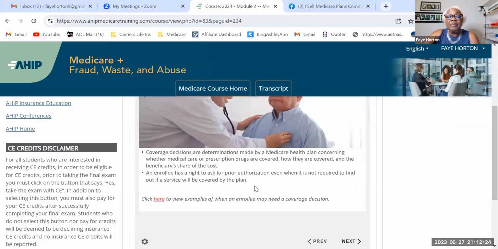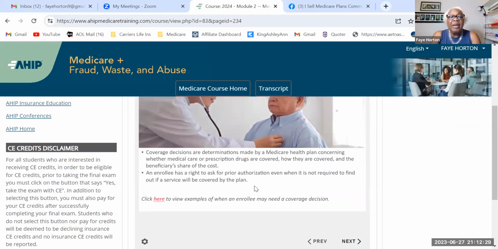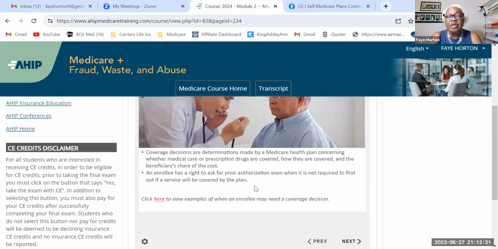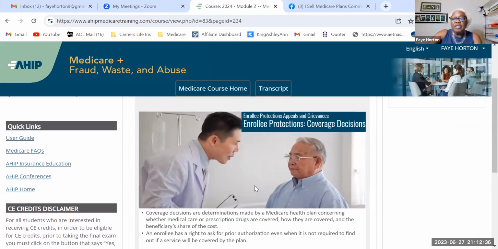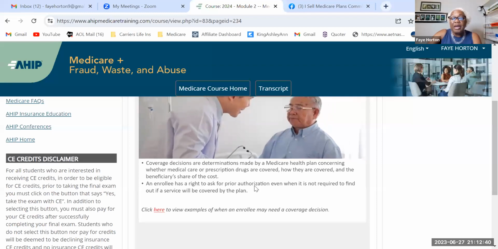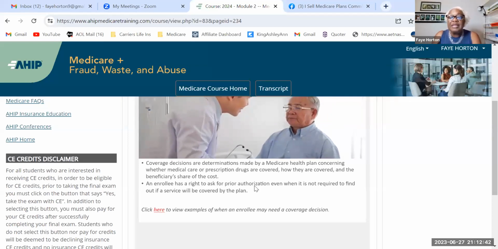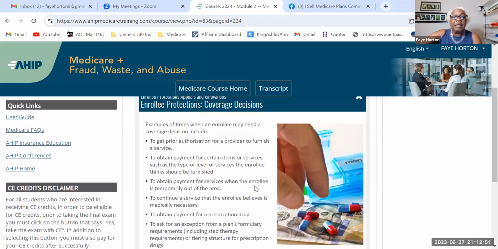Coverage decisions are determinations made by a medical health plan concerning whether medical care or prescription drugs are covered, how they are covered, and the beneficiary's share of cost. An enrollee has a right to ask for prior authorization, even when it is not required, to find out if a service will be covered under the plan. Here are some examples where an enrollee may ask for a coverage decision.